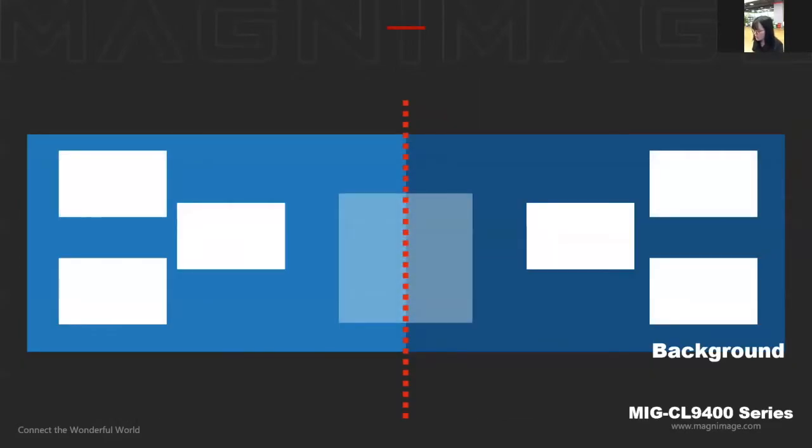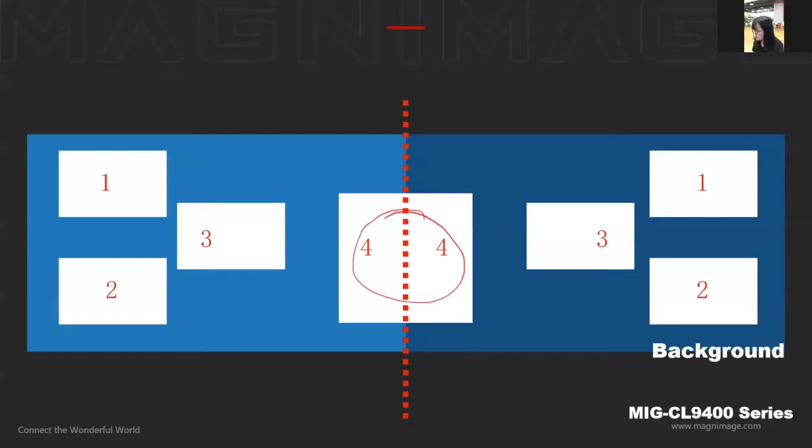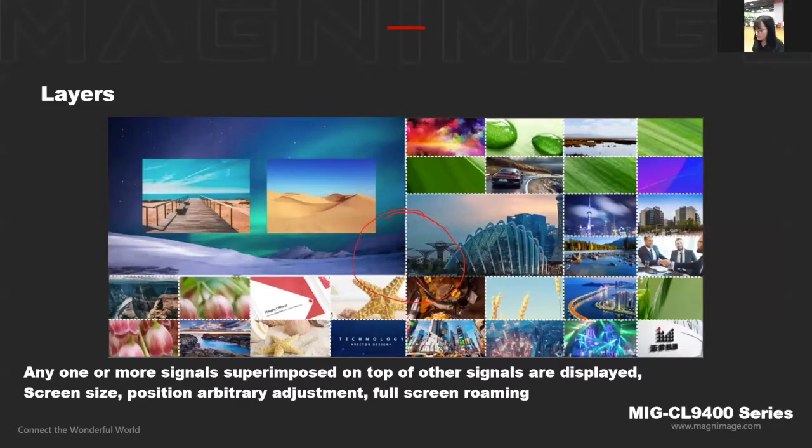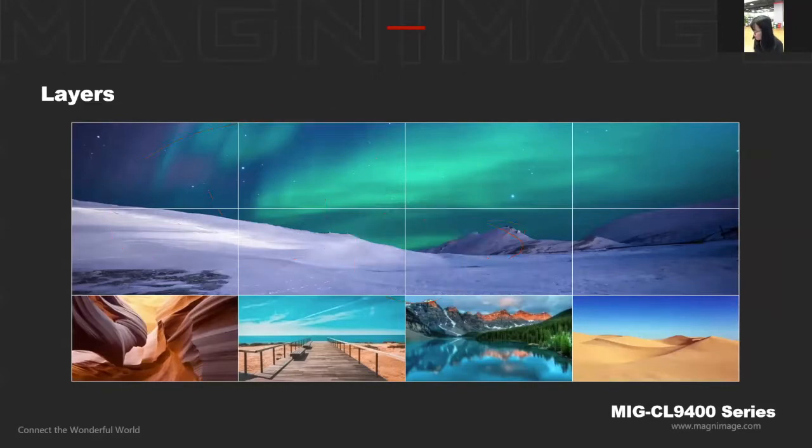One output supports 4 layers, so 2 outputs give 8 layers. But if 1 layer goes across 2 outputs, then it is actually 2 layers. With the layer function, we can realize a 4-screen with PIP, or separate in 4 layers, or 1 full screen. Maximum we can get 48 layers with 12 outputs. Or we can show a full screen or separate screens.